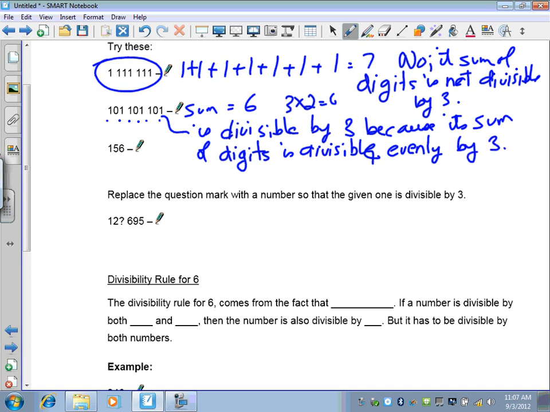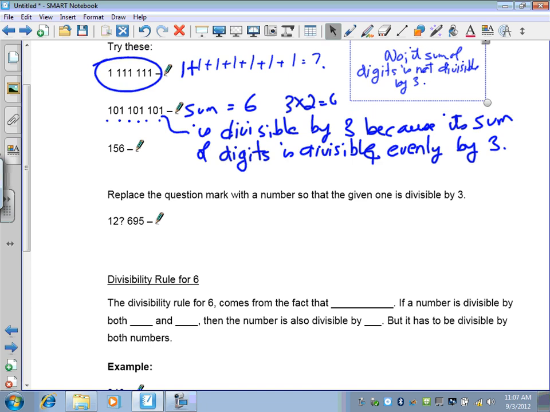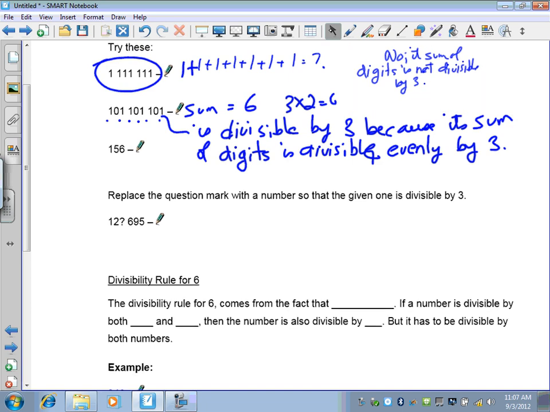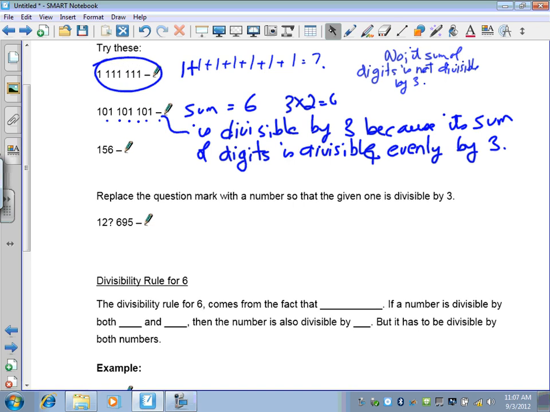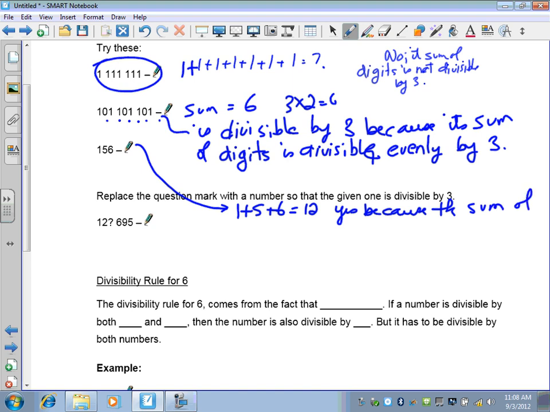Okay, our last example. All right, let's just move down. Okay, so this one here, we'll move it down to here. 156. Add the numbers up. 1 plus 5 plus 6, and that's 12. So the answer here is yes, because the sum of digits is divisible evenly by 3.